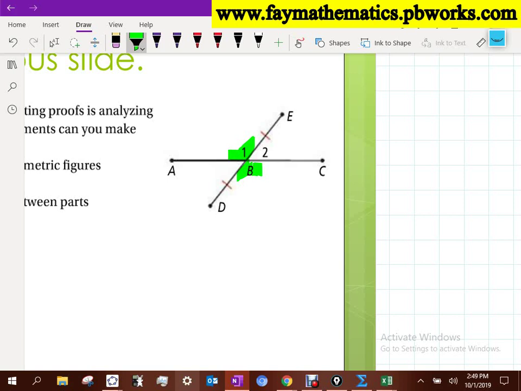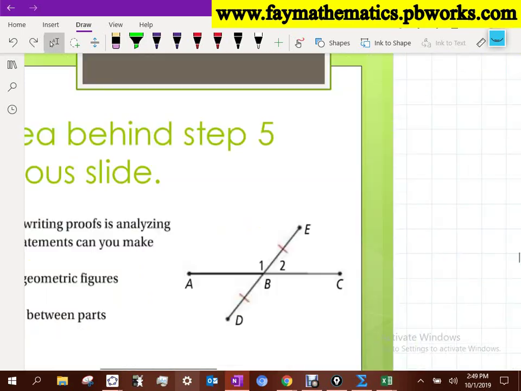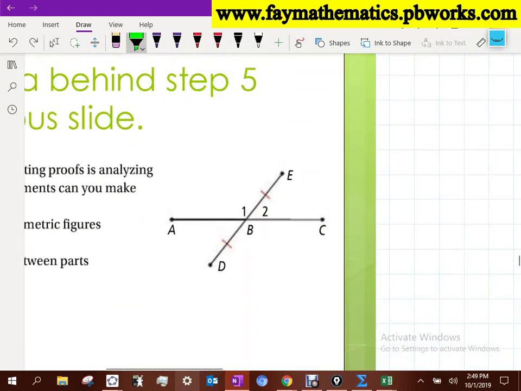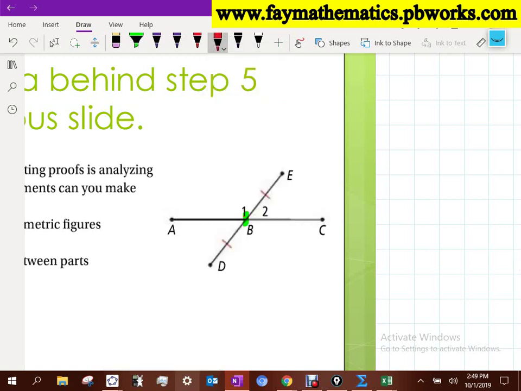What could I say based off the picture, based off the information that they give me, about that point right there? What kind of point is B? If I know that information right there, B is a midpoint of segment DE, right?